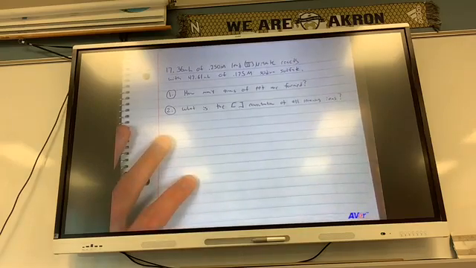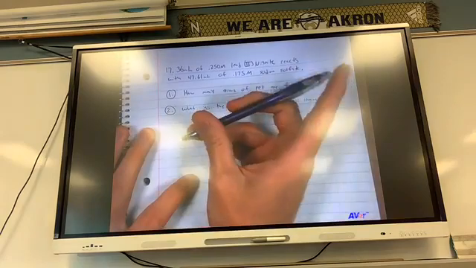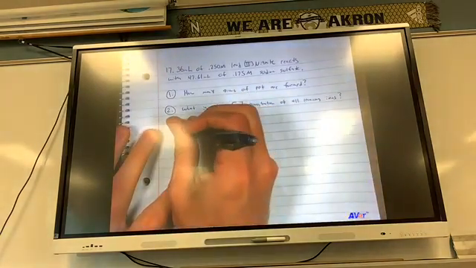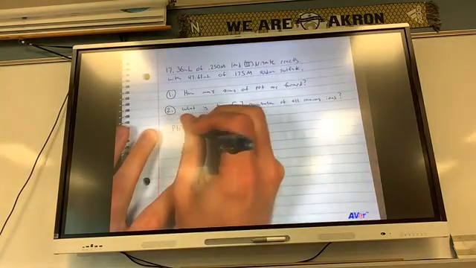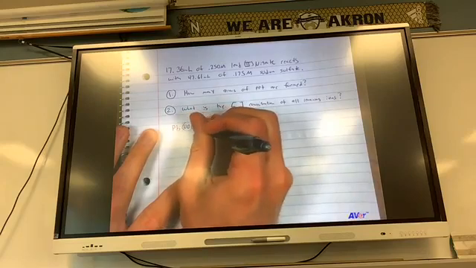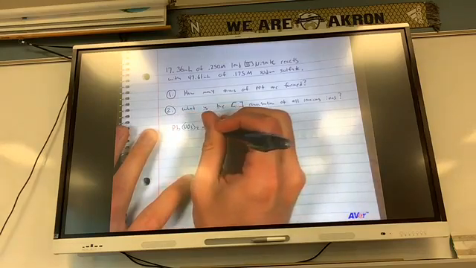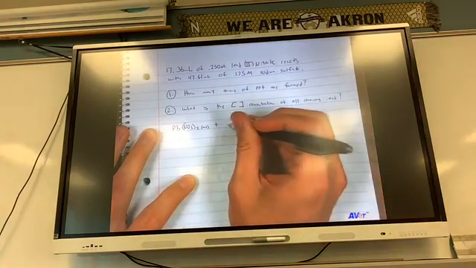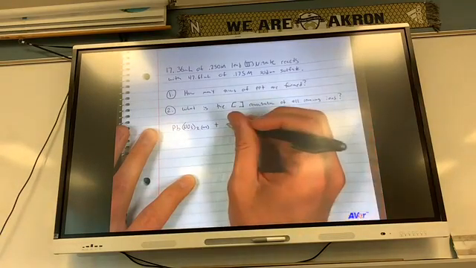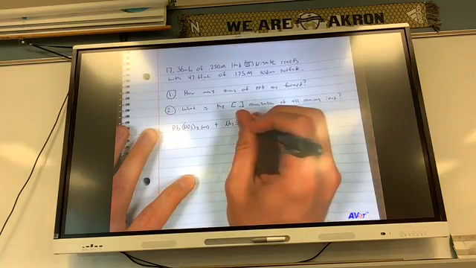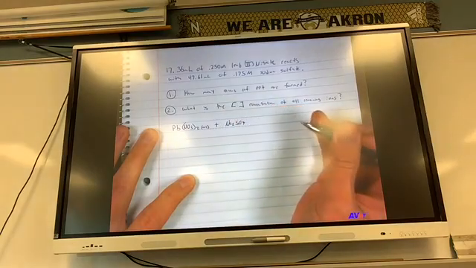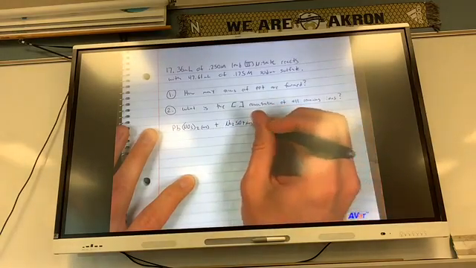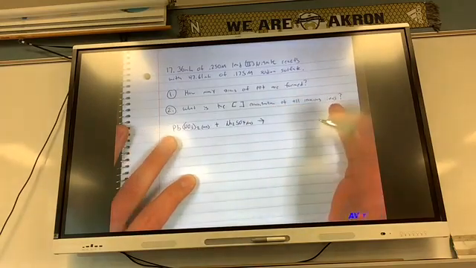So I have lead 2 nitrate. That is PP. Sodium sulfate. Yes, PP.